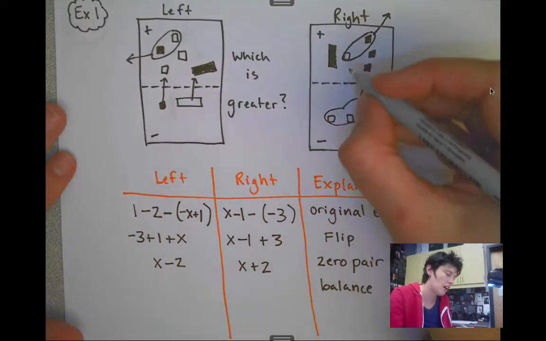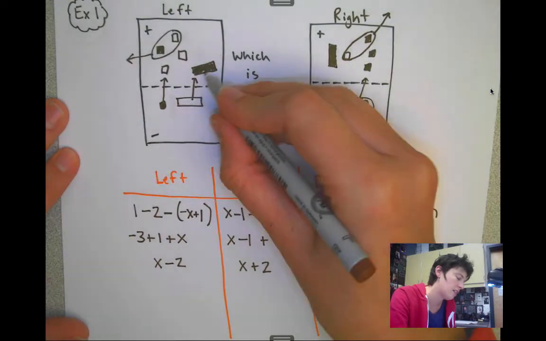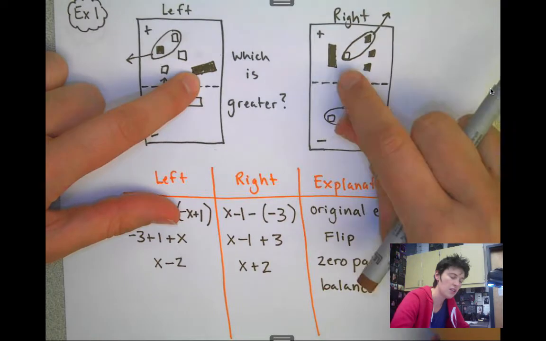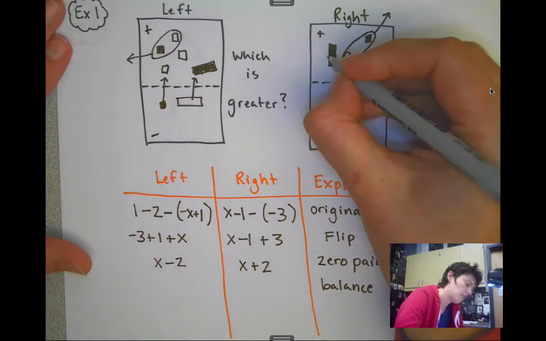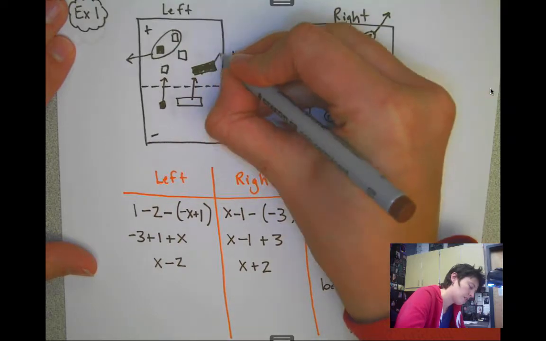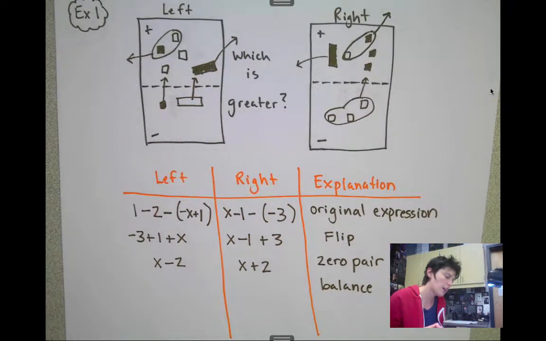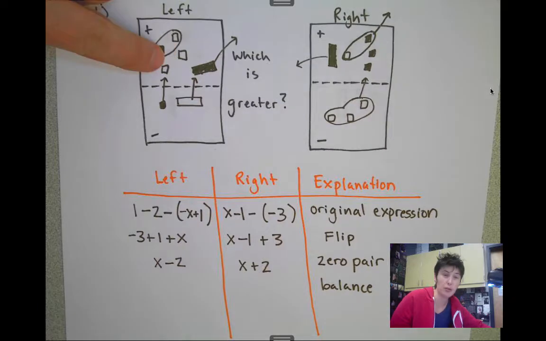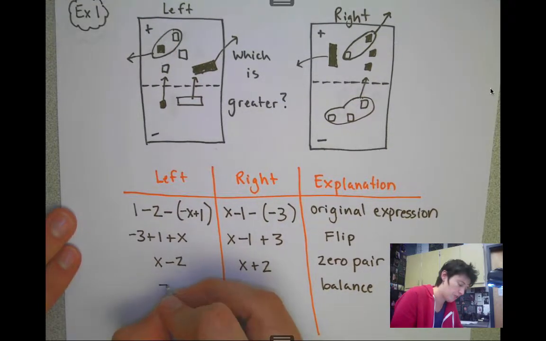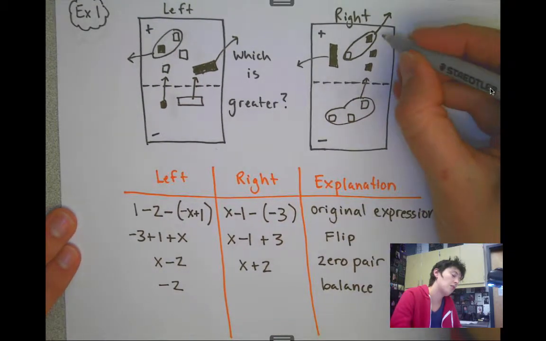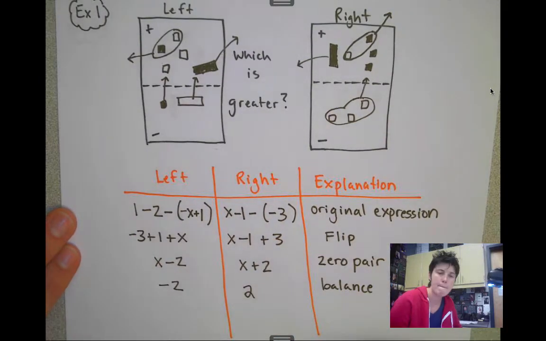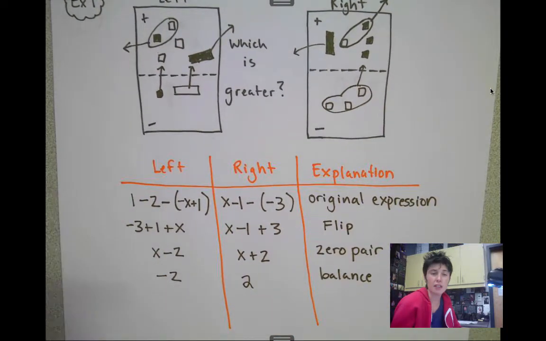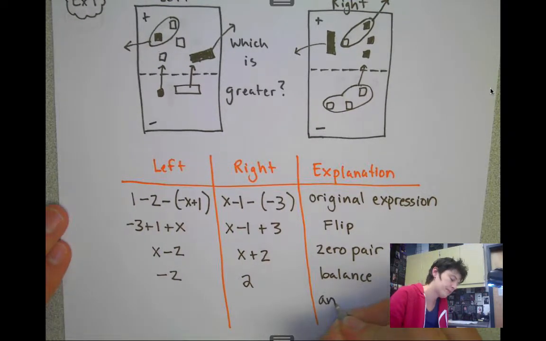Same idea. I see that I have an x and an x. I'm going to take those two x's and balance them off the mats. So I'm going to take this x off and this x off. If I do that, the only thing left on the left mat are 2 negative tiles, so -2. And the only thing left on the right mat are 2 positive tiles, so +2. At this point, I've flipped, I've zeroed, I've balanced, I'm ready for an answer.